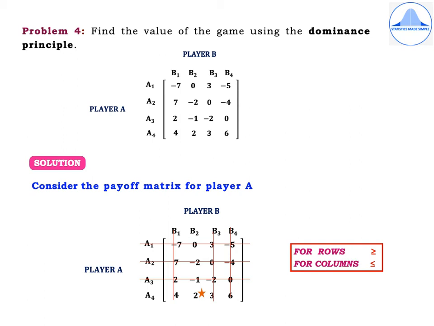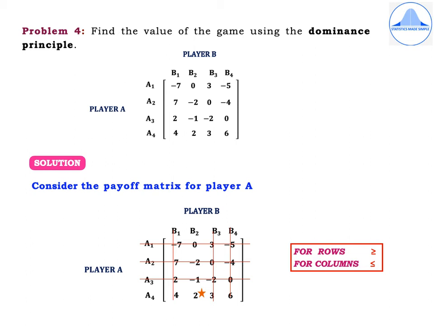Now let's compare A4 with A1. So 4 is greater than minus 7, 2 is greater than 0, 3 is equal to 3 and 6 is greater than minus 5. So it means that A4 dominates A1, so you have to delete A1. Next you compare A4 with A2. 4 is not greater than 7. So A4 and A2 doesn't work out.